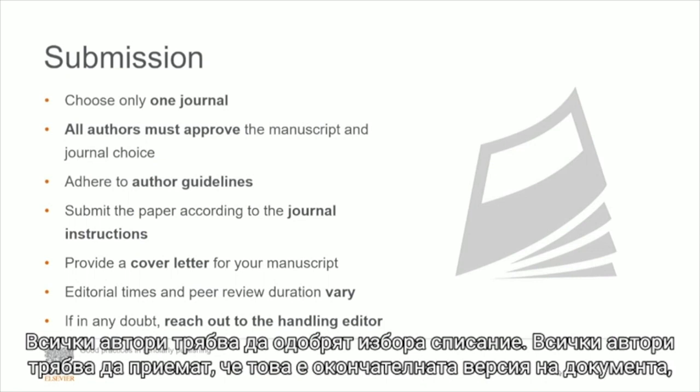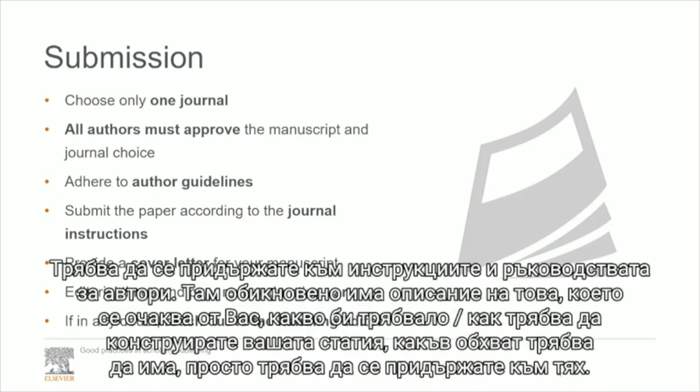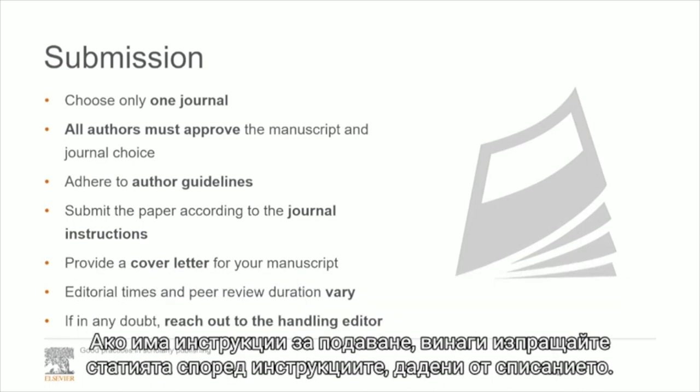All authors must approve the manuscript journal choice, so all authors need to accept that this is the final version of the paper, and that they accept the journal which you chose. You need to adhere to author guidelines, so there usually is a description of what is expected of you, how you should construct your paper, what scope should it have, and so on.